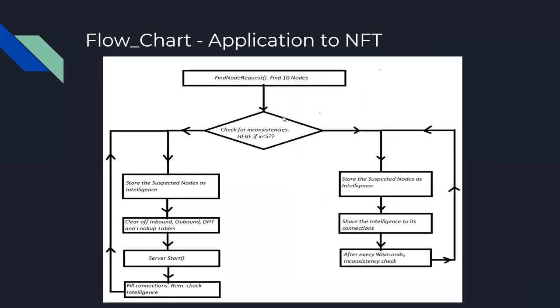As we say, we find 10 new nodes in the lookup module, and if 5 new nodes say x is greater than 5, then the suspected nodes are stored in the intelligence buffer in the lookup module, and it clears the inbound, outbound, and the tables; a fresh start is made. If now Alice finds that there are no inconsistencies, a channel will be created from the upper layers, and through this channel, Alice will share the intelligence to its connections. Every 90 seconds, Alice will invoke this algorithm to find the inconsistencies.